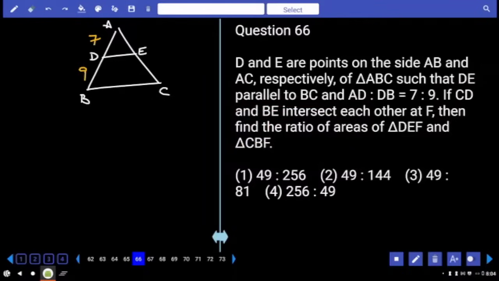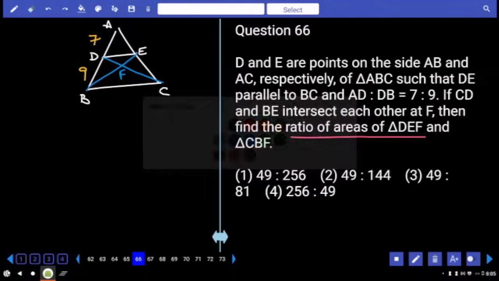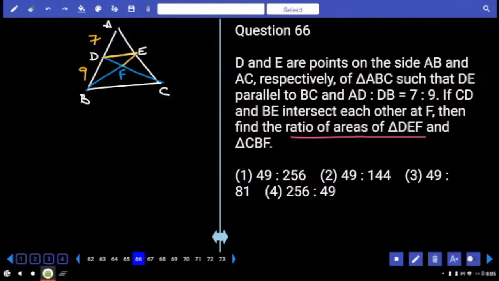If CD and BE intersect each other at F. This is F. Then find the ratio of the areas of triangle DEF and triangle CBF. These two triangles' areas.